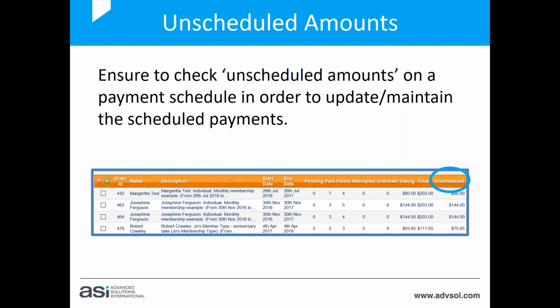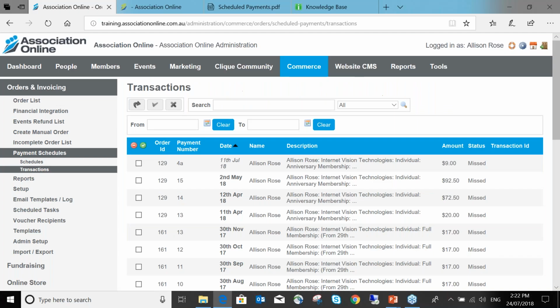Now, one thing you will need to do as well is check unscheduled amounts, which means that you're on a payment schedule. You need to make sure to maintain the payment schedule and make sure it's complete at the end, that you keep a check on those unscheduled amounts. What creates an unscheduled amount is those missed payments or failed payments. It means that we failed a payment, it's in the past, and there's no setup automatically to recapture that particular payment in the future. It's up to administrators manually to go into the schedule and edit it and regenerate the payments.